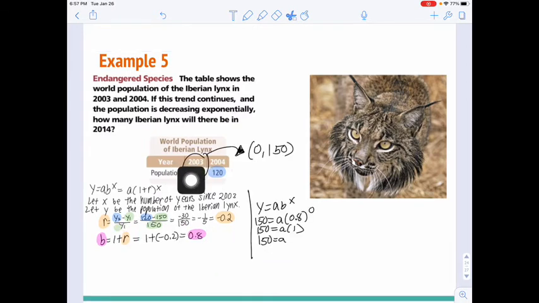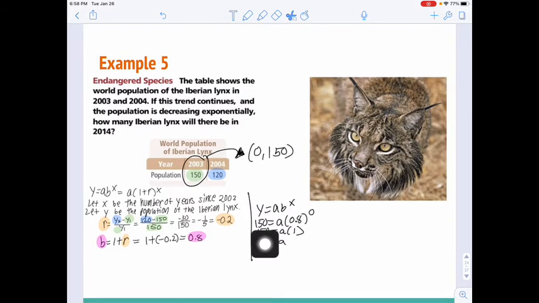Since 2003 is our starting year, the years from 2003 would be 0, and the population was 150. That means we can use 150 as our initial amount. However, if you were not given your initial amount within your data, you could solve for your initial amount a by plugging in the x and y values. Since we have a y value of 150 and an x value of 0, we get 150 equals a times our b, 0.8 raised to the 0 power. Anything to the 0 power other than 0 gives us 1. So we have a times 1, therefore we know a is 150.